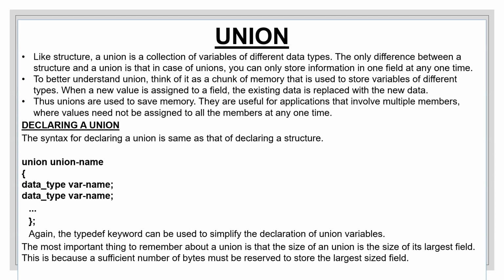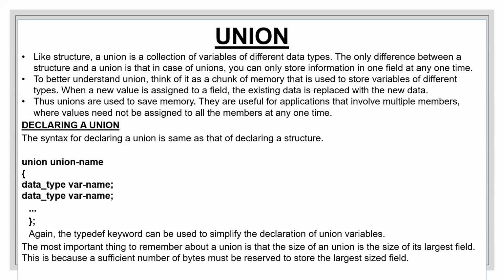For example, this is the syntax for declaring a union: union name, data type, variable name, data type, variable name. So different types of data types are stored in a union. A union is a way to group variables of different data types under a single name. In a union, you can only store information in one field at a time.